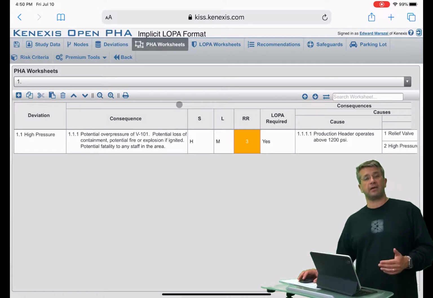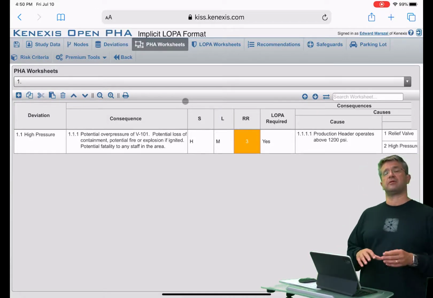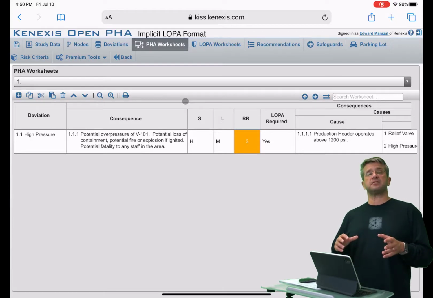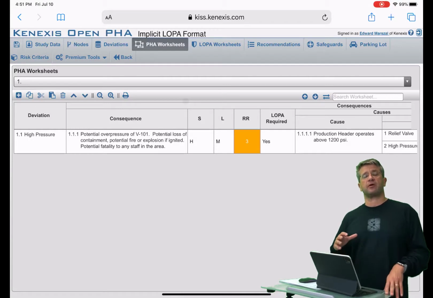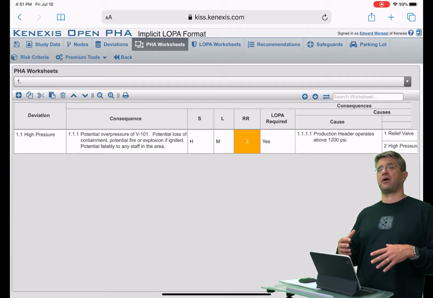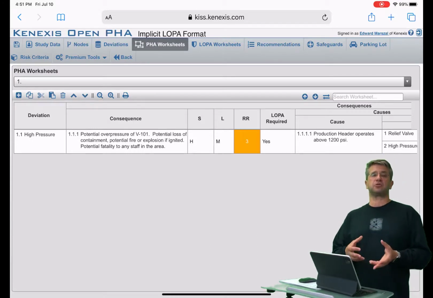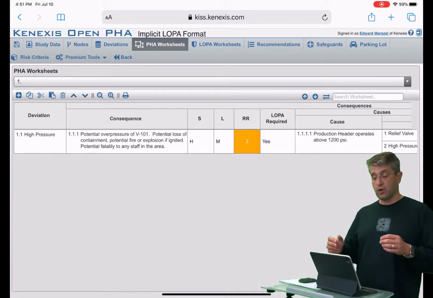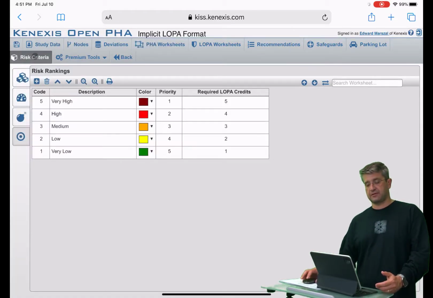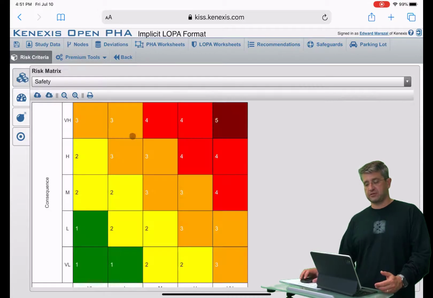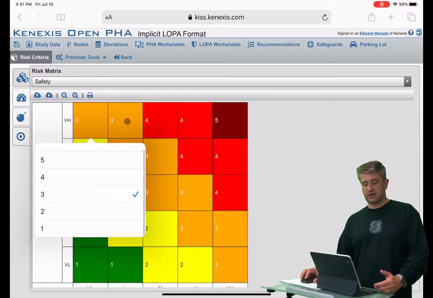The other format of LOPA is the implicit, and whereas the explicit explicitly uses numerical risk tolerance criteria, in an implicit LOPA, the risk tolerance criteria are implied in the structure of the risk tolerance tool, which is generally a matrix. So if I go back here to the risk criteria tab and I show you the matrix, what you're looking at here is the number in each one of these cells.